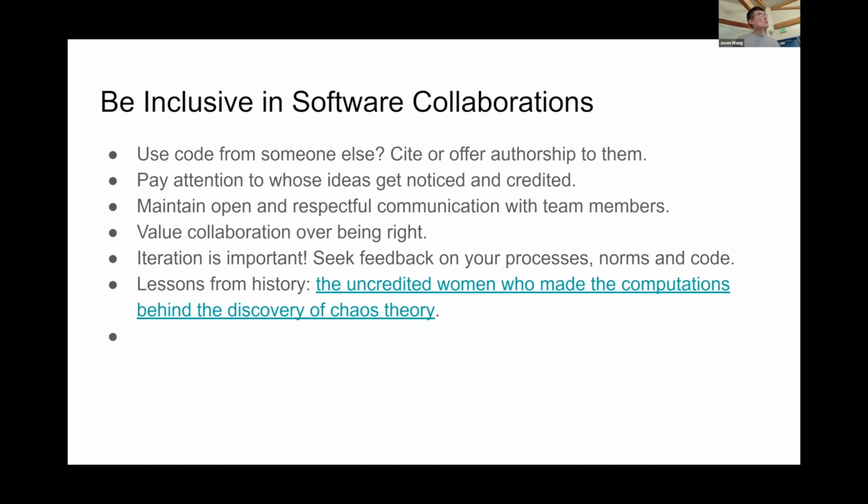There are many lessons in history of this. One of which is the uncredited women who made the computations that led to the discovery of chaos theory. This idea, that a butterfly flaps its wings on one side of the world and you get a hurricane on the other several weeks later. There were many women involved in the computations that led to that discovery, but because they weren't credited or offered authorship, we didn't know about them until many decades later.